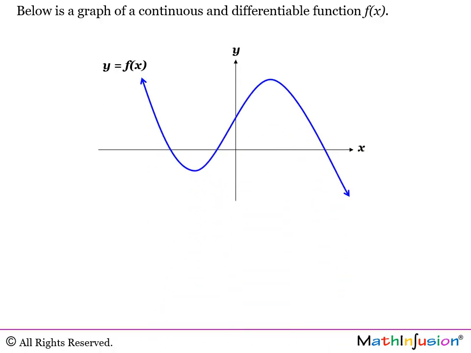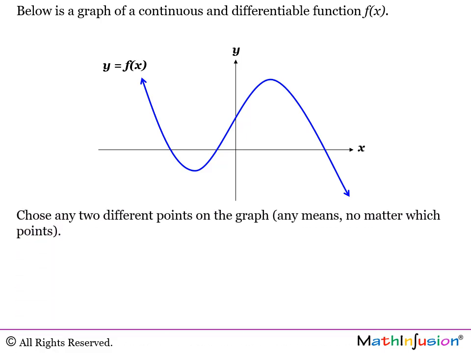Here is a graph of a continuous and differentiable function f(x). We are going to choose any two different points on the graph. Any two points means no matter which points. For example, I can choose these two.